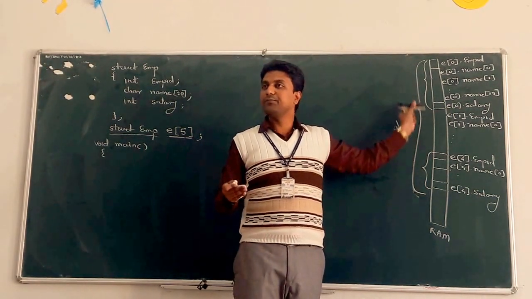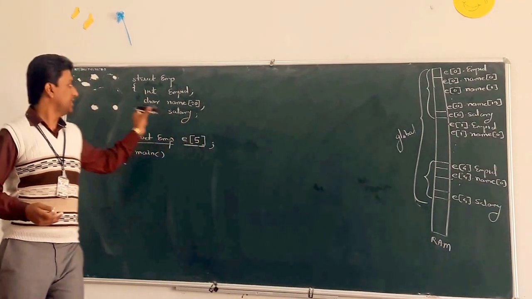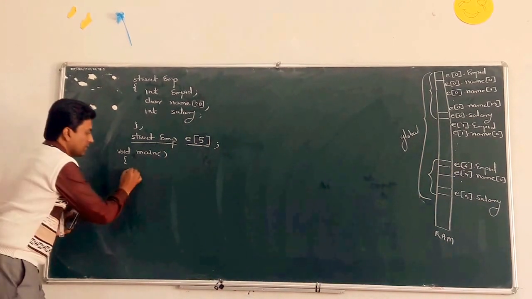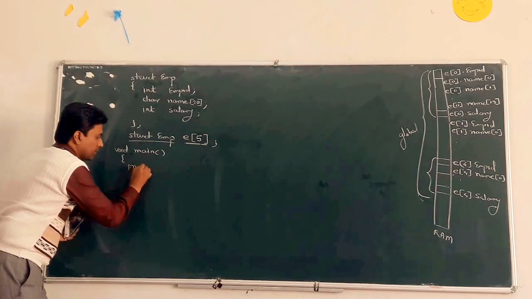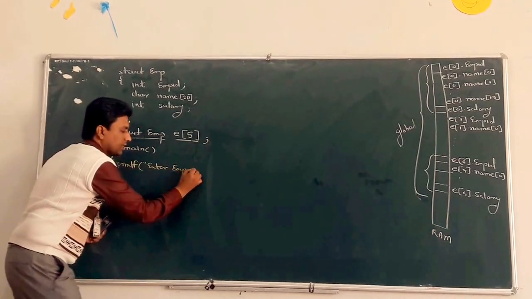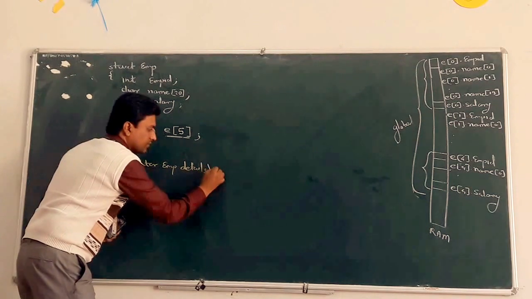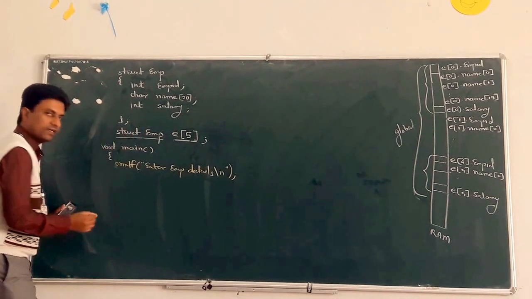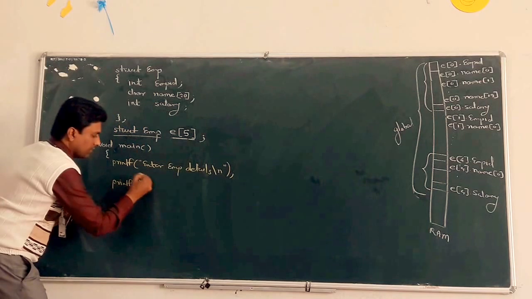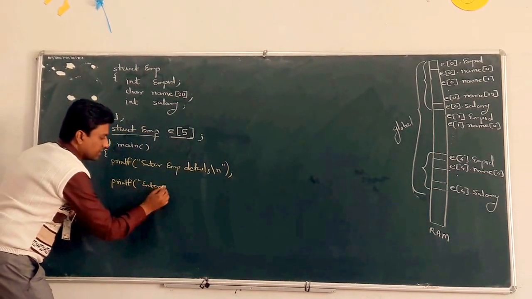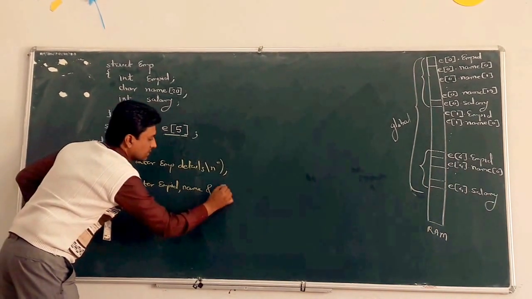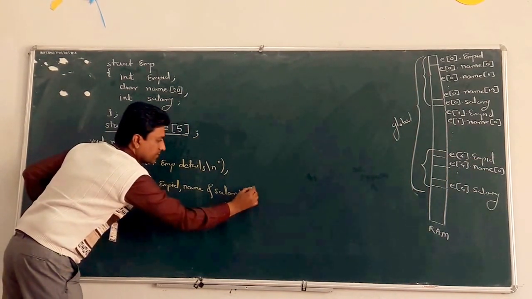Now we can initialize the employee records as per their employee ID, name and salary. So we use printf and scanf statements. The first statement is printf, enter employee details. This is the first statement on the console. After that, printf, only one statement: enter employee ID, name and salary, double quotes complete.